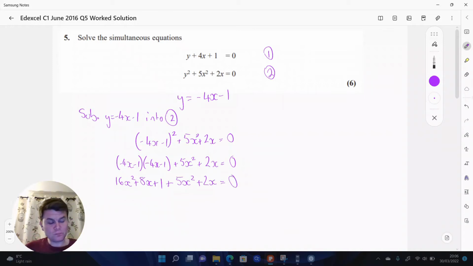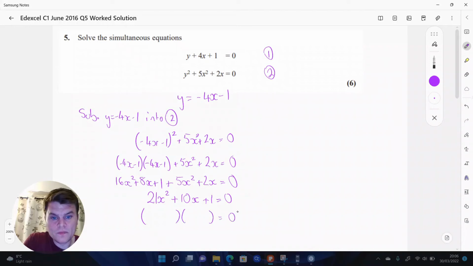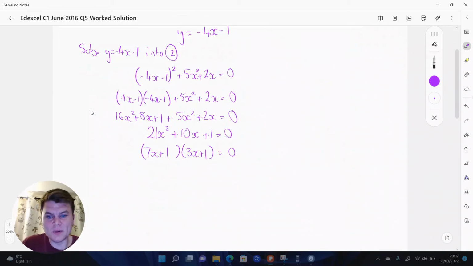So we have that. Next thing to do is to collect all our like terms. So we've got 21x squared, then we've got an 8x plus 2x, so we've got plus 10x, and then plus 1. From this point, you can use a calculator or look to factorise. This one actually factorises fairly easily, so I don't need to reach the calculator for this one. Okay, so it's always going to be that particular one because of the one at the end. It's just an easy one to factorise.